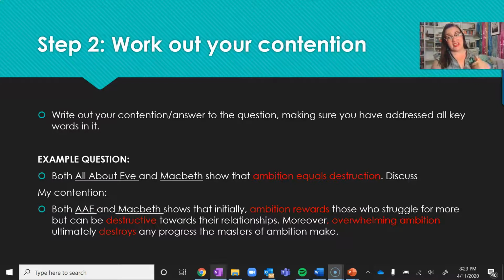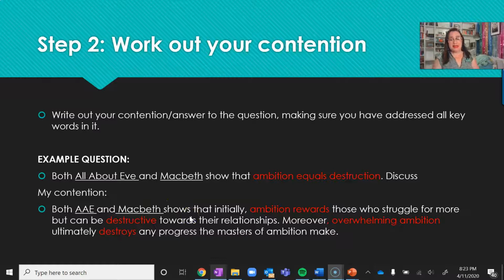Then I'm going to say, but it also can be destructive towards the relationships you have with people, which I think we do see in both texts. And then obviously my last idea that I came up with was moreover, overwhelming ambition ultimately does destroy anything that you get. So initially you get what you want, but ultimately you lose everything because your overwhelming ambition kind of wrecks it. Okay?